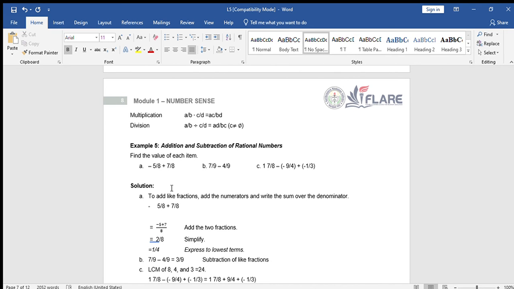So 2 over 8, no? We divide it by 2, in the numerator and denominator. So 2 divided by 2, that's 1. 8 divided by 2, that's 4. So we have there 1/4.